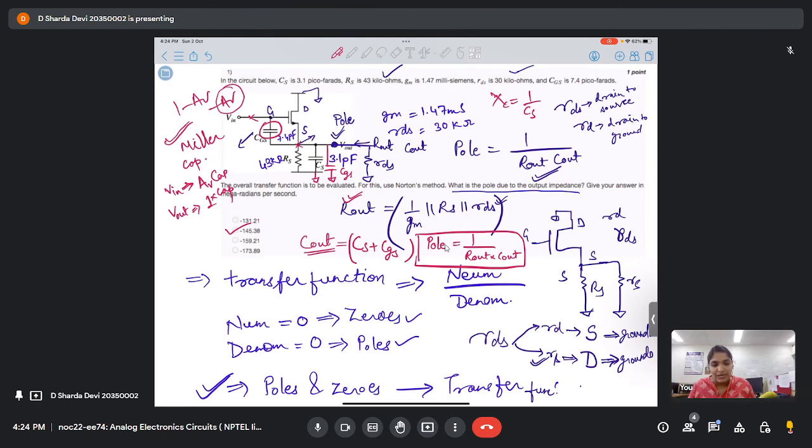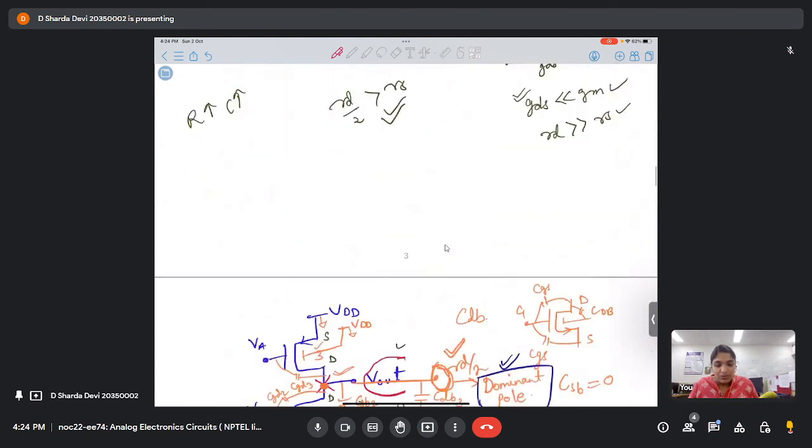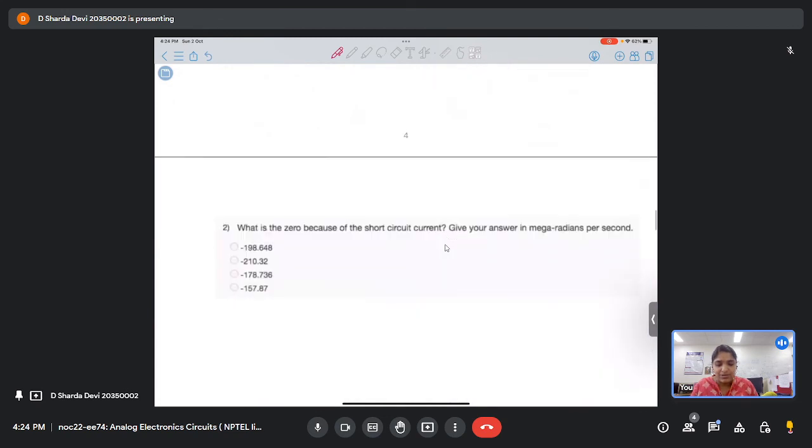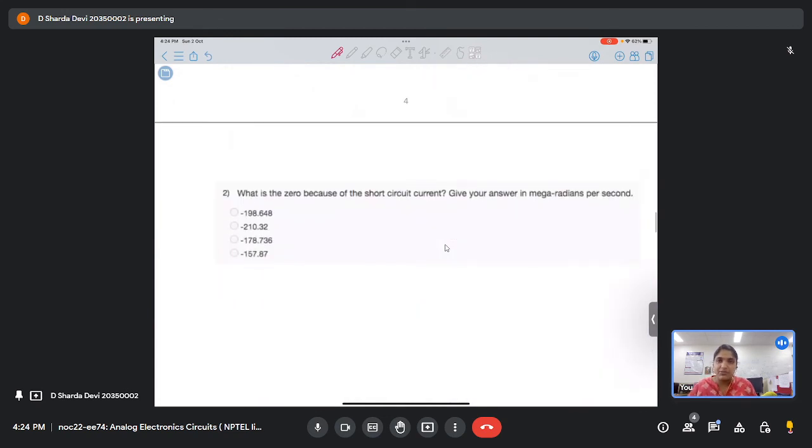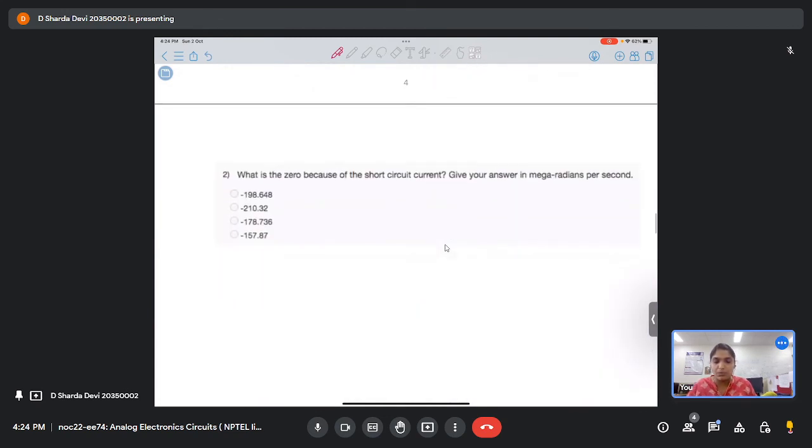Okay, good. So I hope this analysis is clear. The next question: in the previous question, it was asked to calculate the pole. In this question, you have to calculate the zero. So how will you calculate the zero? We have calculated it already, no? What was the value for the zero?